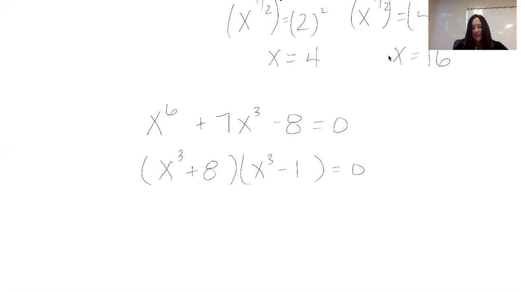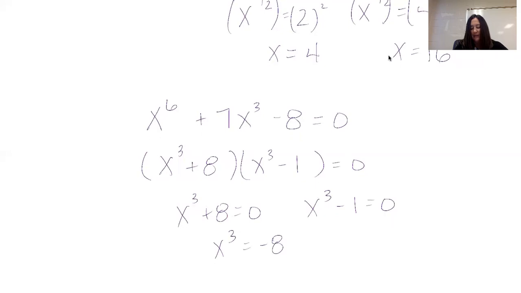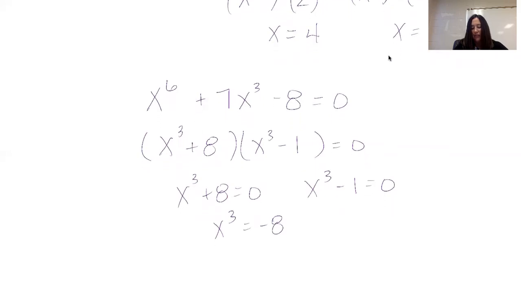Now set each piece equal to 0. So x cubed plus 8 equals 0, and x cubed minus 1 equals 0. So we would have x cubed equals -8. Take the cube root, or to the 1/3 power, and we get x equals -2. Same thing on the other side. We have x cubed equals 1, so then x equals 1.